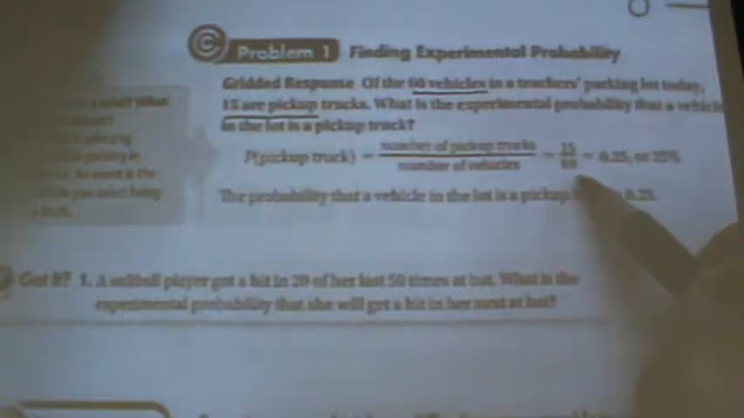You can reduce it, by the way. You can write it as a decimal. How do you get 0.25? 15 divided by 60 is 0.25. Or you can write it as a percent. So the probability of a vehicle being a pickup truck is 25%. You try the next one.